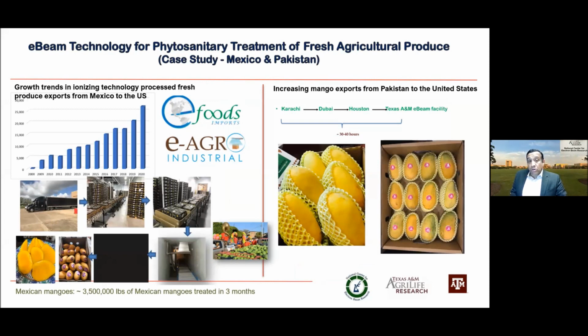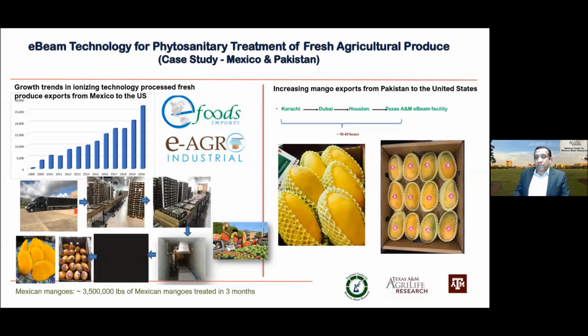They look pretty. I also want to alert your attention to what Pakistan has been extremely clever in doing. They have been shipping mangoes to the United States because they did not have irradiation facilities in Pakistan. They ship mangoes from Karachi to Dubai by aircraft, Dubai to Houston by aircraft, and then from Houston to our campus, where the E-beam facility is, by truck. And this is the quality of mangoes that come from Pakistan. It takes about 30 to 40 hours from when it's harvested, and you can see the high quality mango.